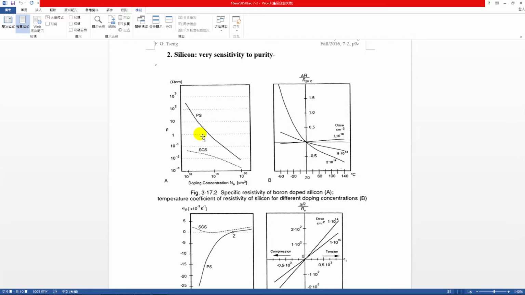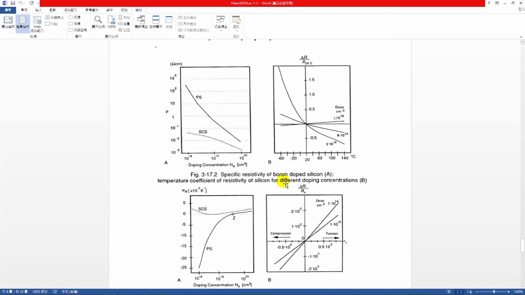Then we consider the second part, the different doping concentrations. The interesting thing is that the description method of the doping concentration in the first figure is different from the second one. The description 10 to 14 to 16 is per volume, and the other one is per surface area. So the values are different. Please take notice.